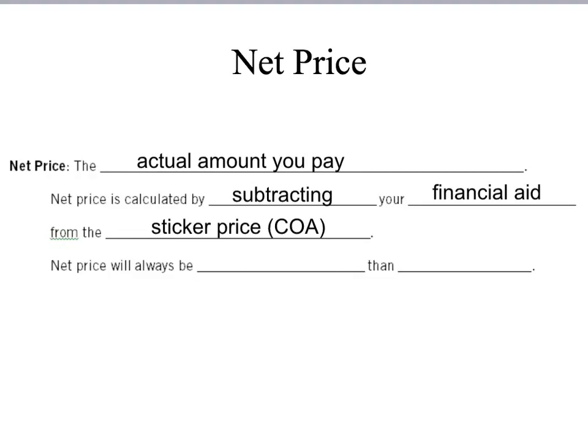And when we look at this, that means that our net price, what you're going to pay, will always, always, always be lower than the COA.